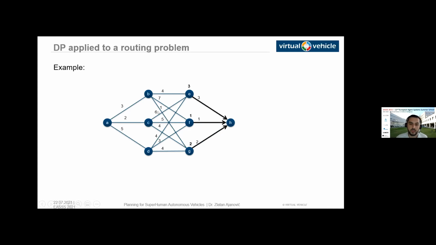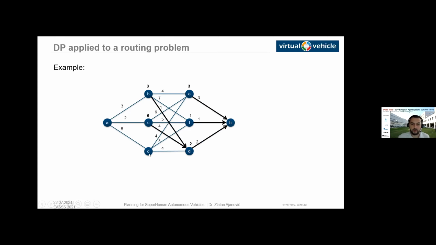Then we look at the other stage. For node B, we have options. One is to go with edge costs 1 and 2, which is in total 3. The other one is 7 plus 1, which is 8, and the other one is 4 plus 3, which is 7. So we know that the minimum of these is going through G and then to H. For node C, we have 4 plus 2, which is 6, 5 plus 1, which is 6, and 6 plus 3, which is 8. So we decide either this one or this one, and in this case we also take G.